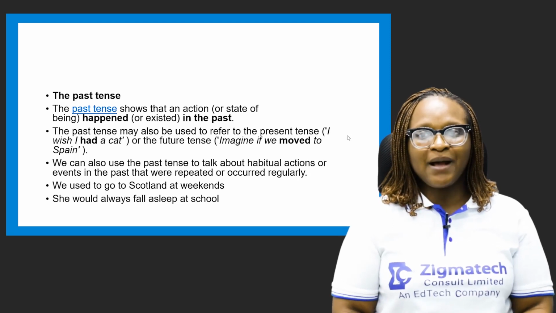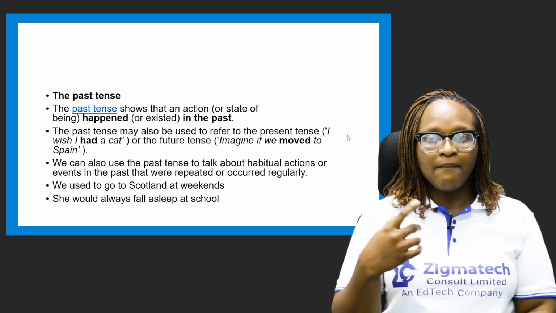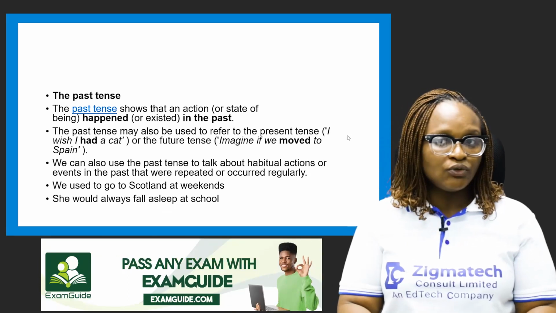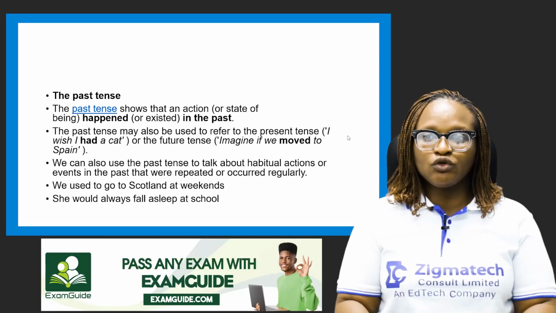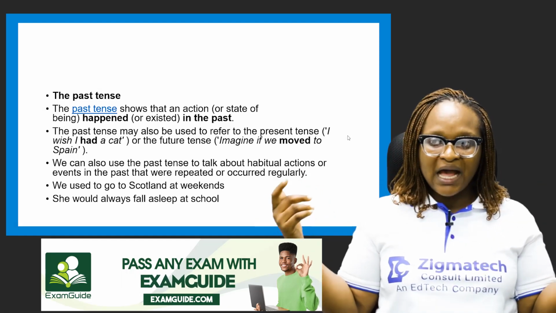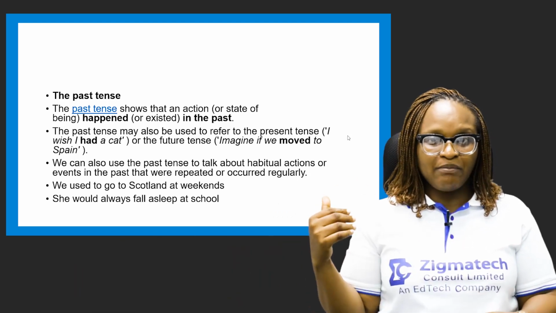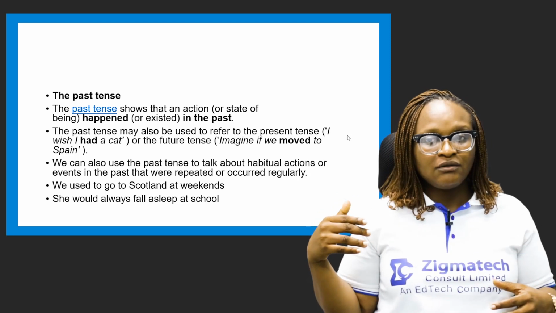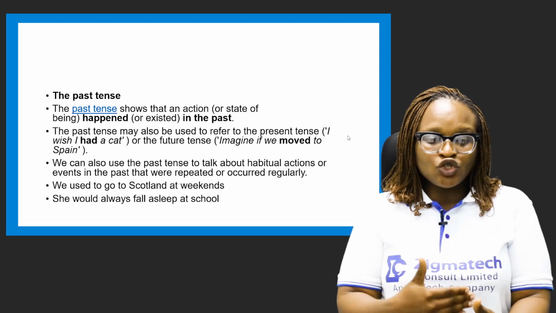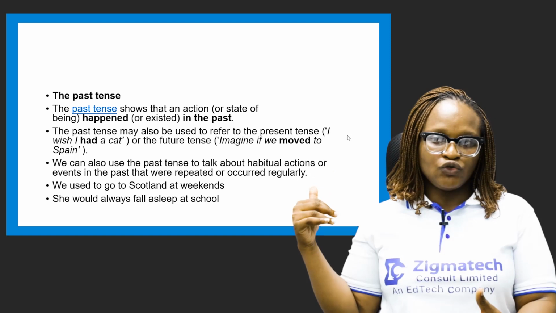Now this is the past tense. The past tense shows that an action or state of being happened in the past, that something happened. That is just what the past tense is. Something happened in the past. So the past tense may also be used to refer to the present. I wish I had a cat. That is what you are wishing. So once you're wishing, you refer to the past. I wish I could. You can't say I wish I can. No, I wish I could. It's a present act, something that is happening, but you are referring also to the past.